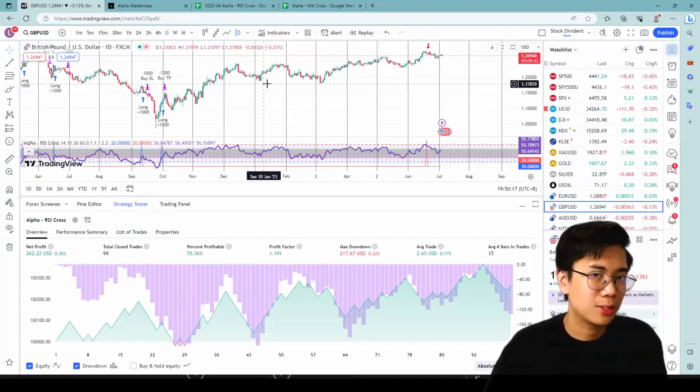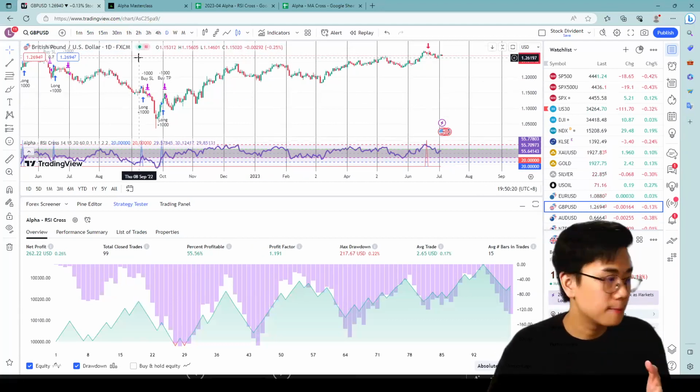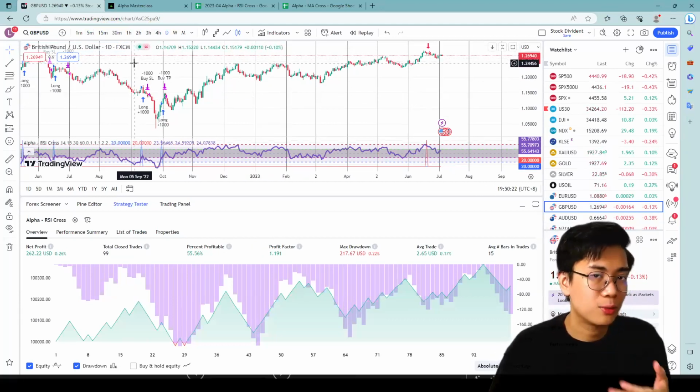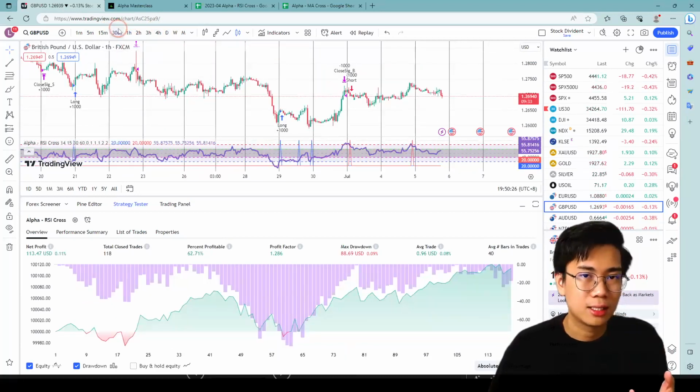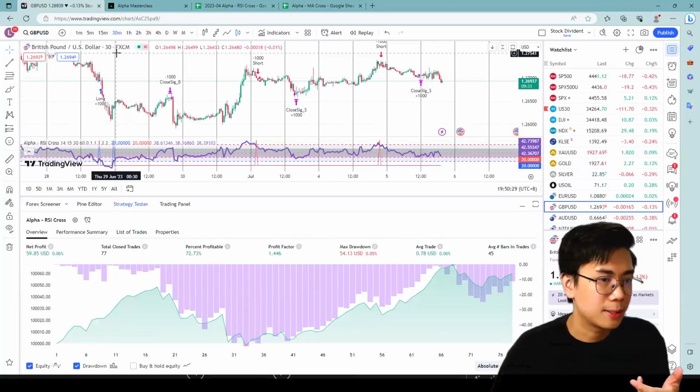Guys, type in the chat box what you can observe from here. Don't just listen, but also type in the chat box which time frame you observe is actually most suitable for this. Okay, type in the chat box.